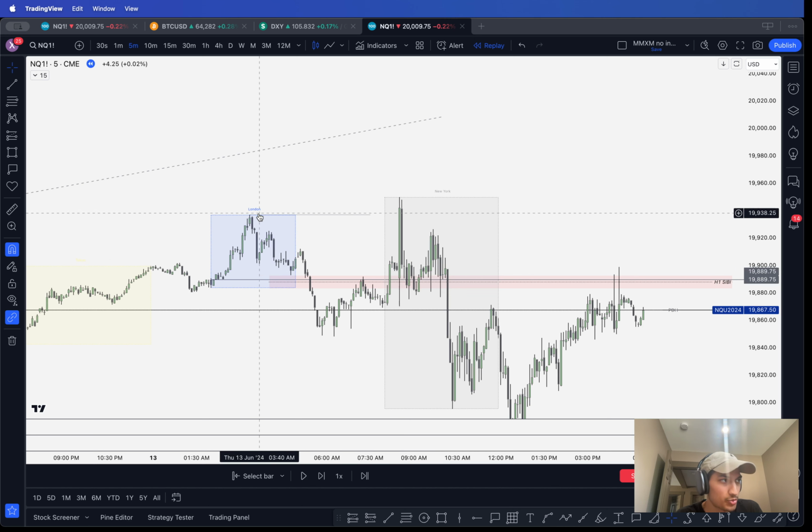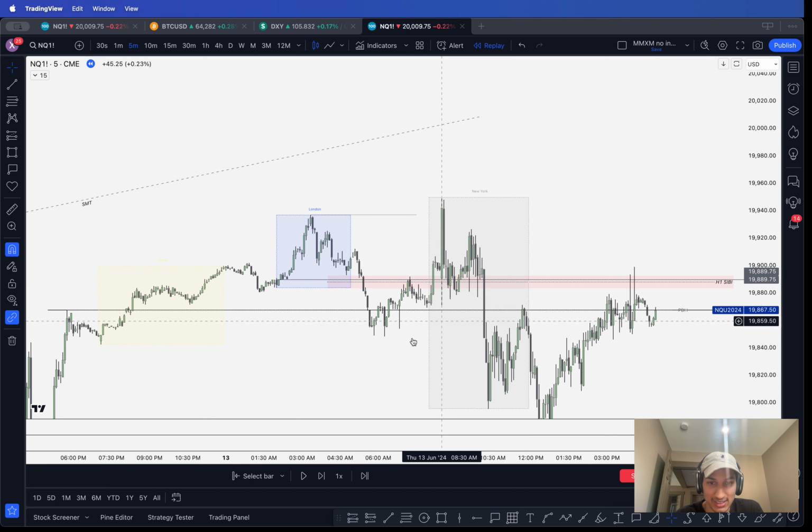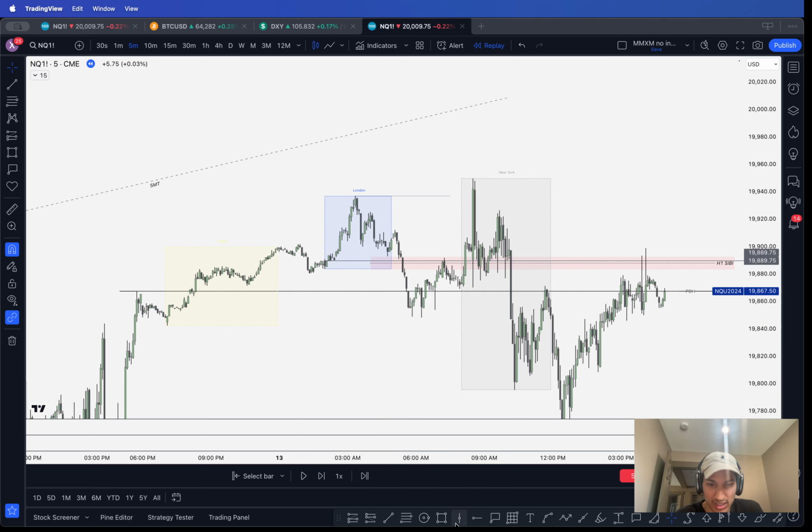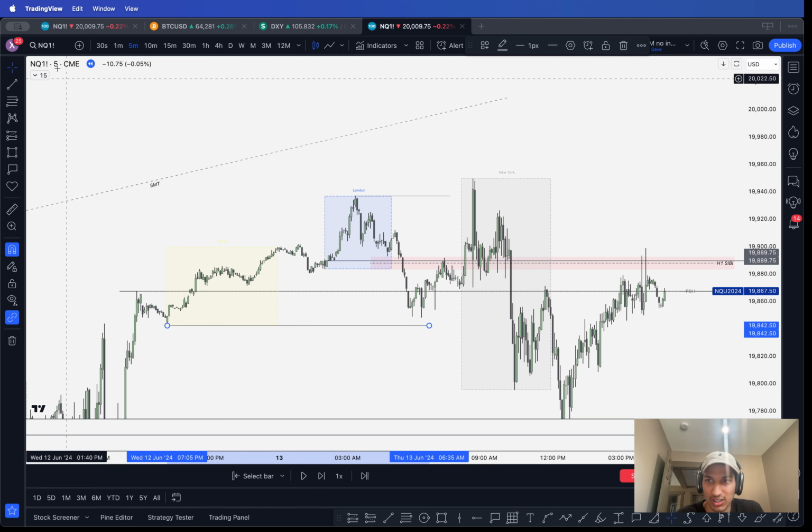Come up here, sweep London highs, start to displace. I'm not getting involved. I'm not going long, right? I don't want to long until, look what we're leaving. It's beautiful. We're leaving these Asian lows. It's beautiful. I'm also on the wrong contract here, I think.